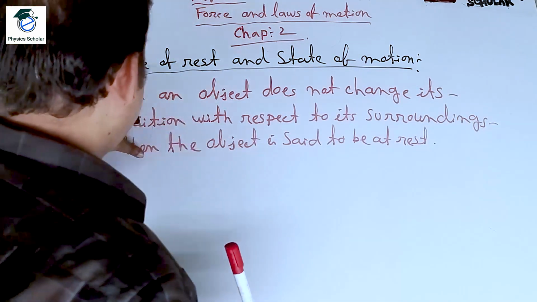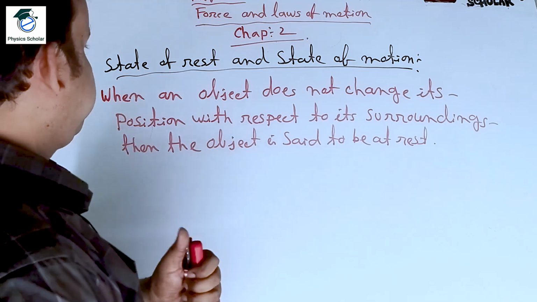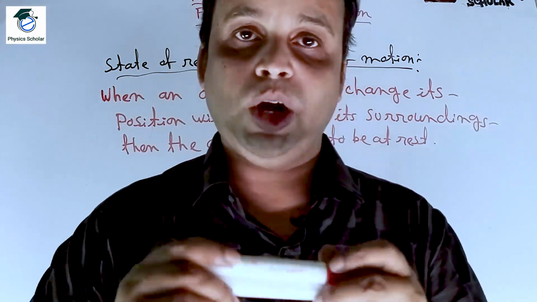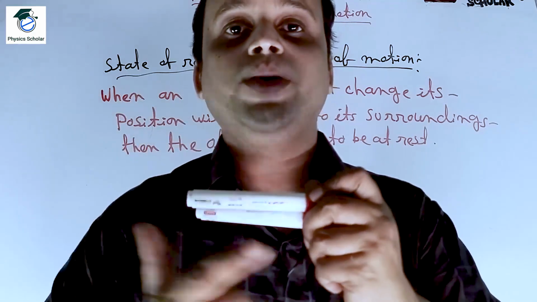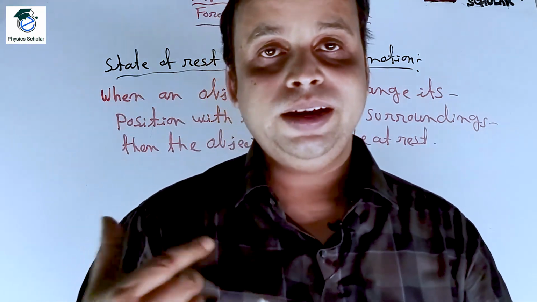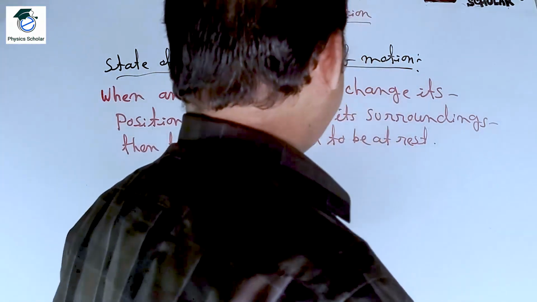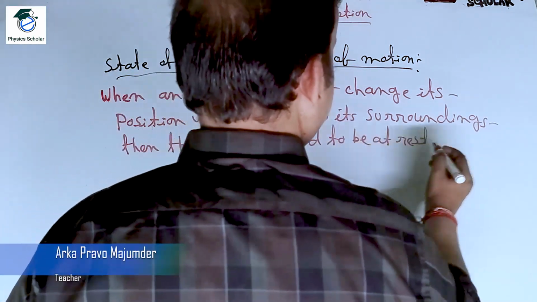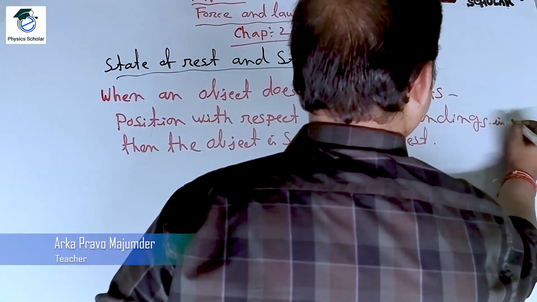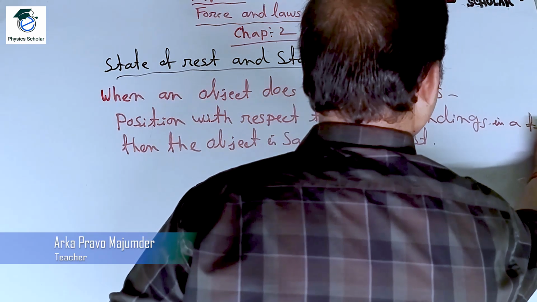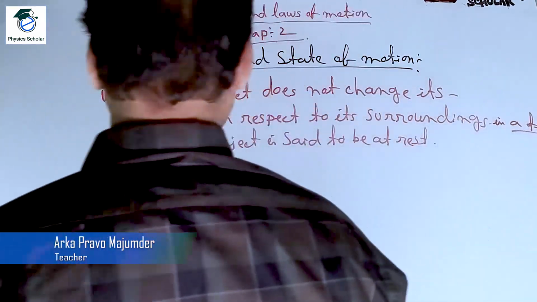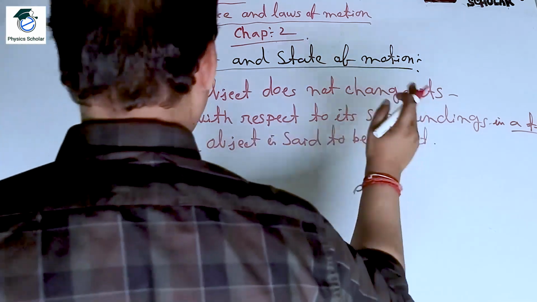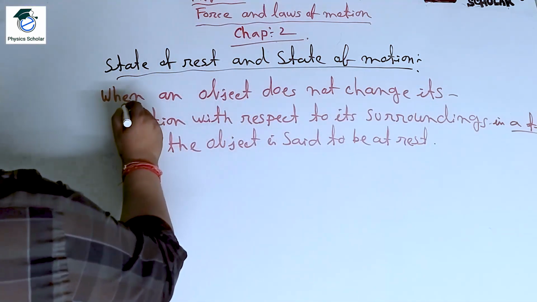Hope you have understood this. The object is said to be at rest when there is no change in the position of the object with respect to its surroundings in time. You can write this. Then in a time, the object is said to be at rest. So that is the state of rest.